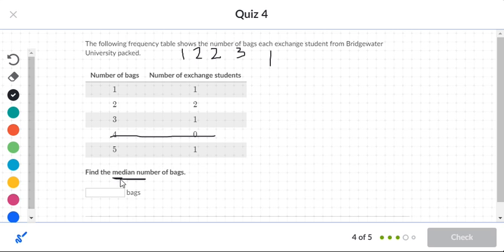We want to find the median. Median means exactly in the middle. So what you have to do is you just can't use what you see. You have to put these in order. Make sure that you always put these in order.